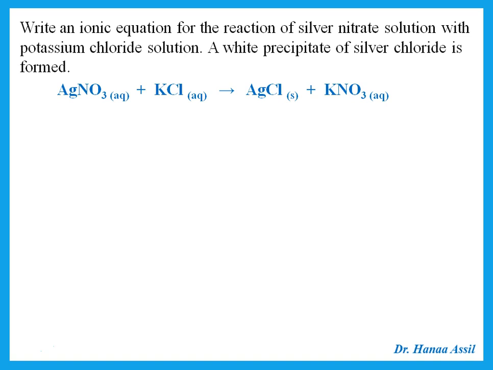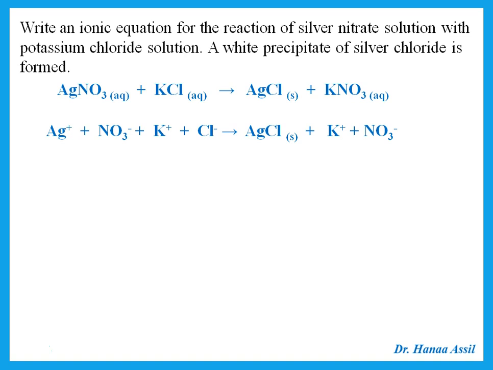All potassium ions are aqueous, all nitrates are aqueous. Now he's saying what is formed is a white precipitate of silver chloride. Precipitate is a solid. And of course, what is left from the equation, if I started with silver nitrate and potassium chloride, this will give what? It will give silver chloride plus potassium nitrate. Is it balanced or does it need balancing? It is balanced.